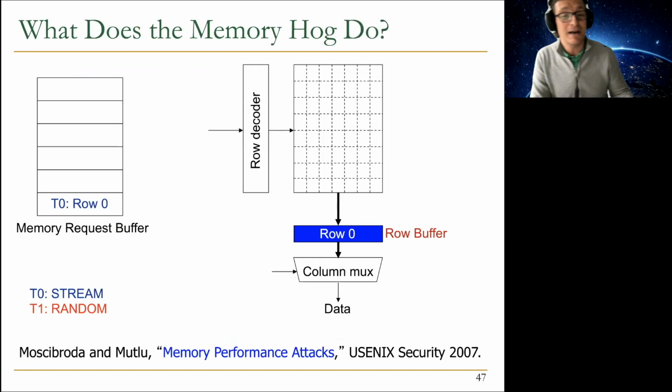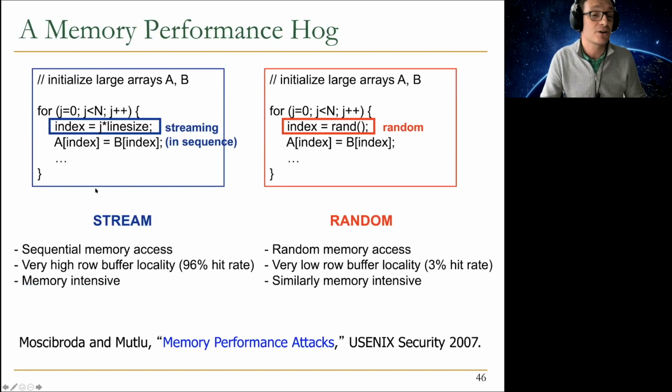So we ran these two applications together, and it turns out stream destroys the performance of random. And that's essentially what's happening with MATLAB and GCC, although GCC is also not very memory intensive as well.